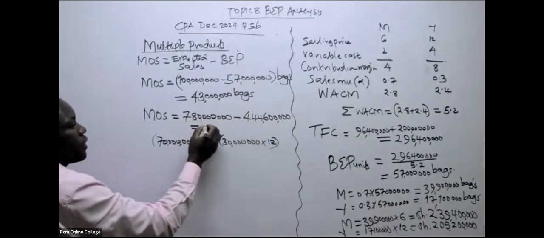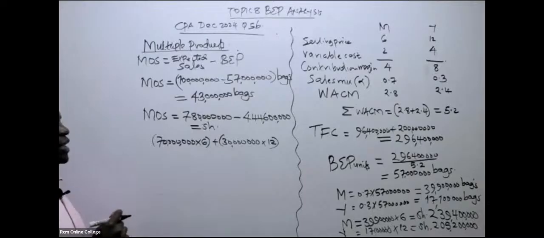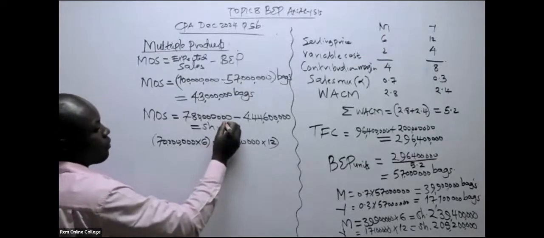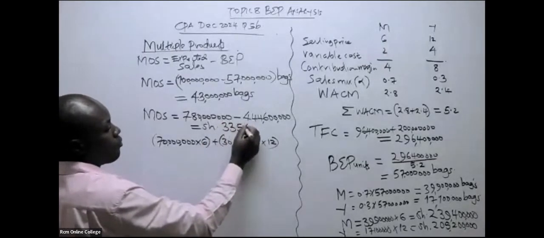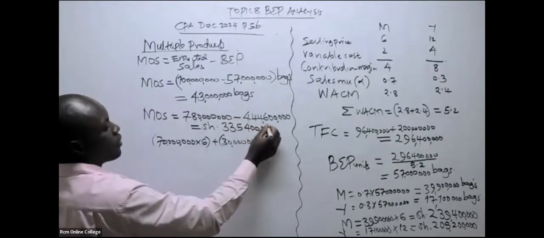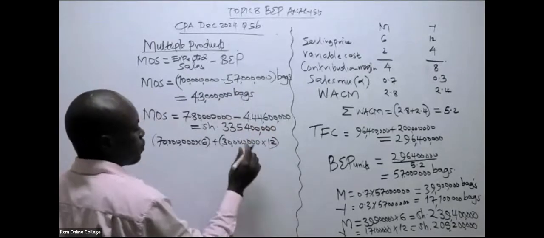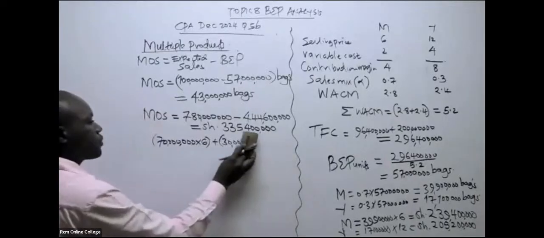So what is our margin of safety in shillings? The difference between the two should be our margin of safety in shillings: 335,400,000. Good. So that's what we have in shillings, our margin of safety.